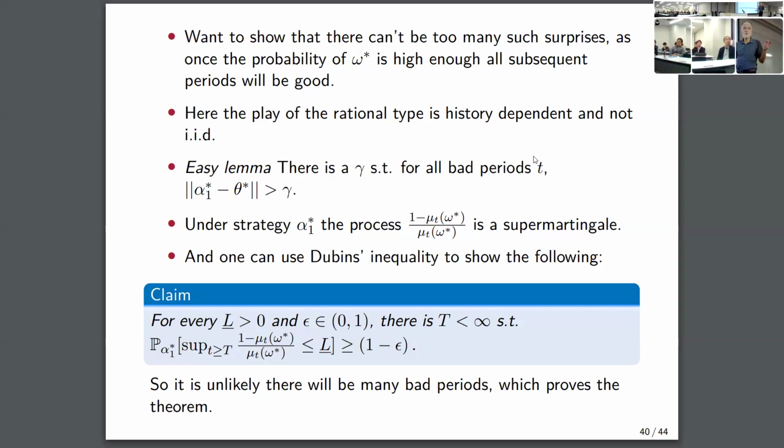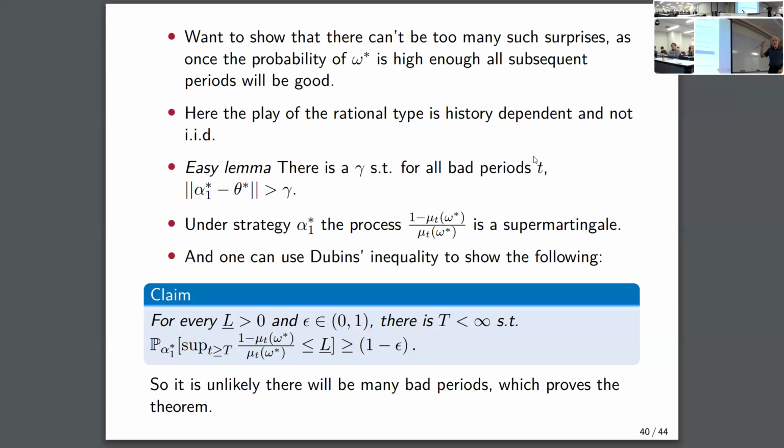There's a difference between alpha star and beta star. And importantly, under alpha star, this odds ratio is a positive supermartingale. We can use Doob's inequality to show the following: for any L lower bar greater than zero and epsilon, there's a time where the probability that the sup of the odds ratio is less than L lower bar is greater than one minus epsilon. So it's really likely that the beliefs go down, or it's unlikely there are many bad periods.